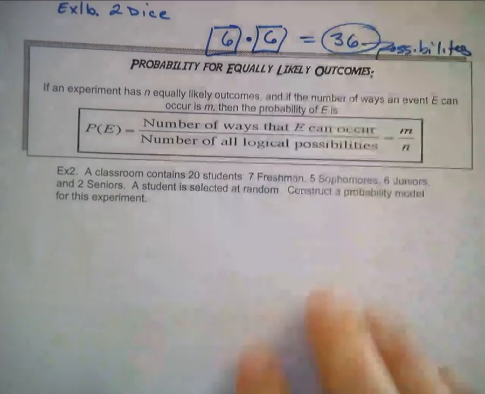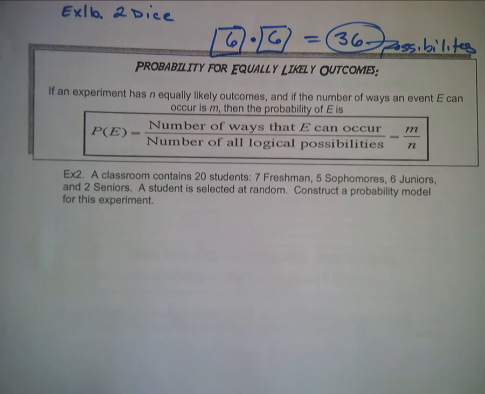possibilities. Okay, so example 2 says a classroom contains 20 students. I have 7 freshmen, 5 sophomores, 6 juniors, and 2 seniors. A student is selected at random. So Mr. Gotsch is walking around with a blindfold, and I just grab one of those kids, and I look and I see who it is. It says construct a probability model for the experiment.